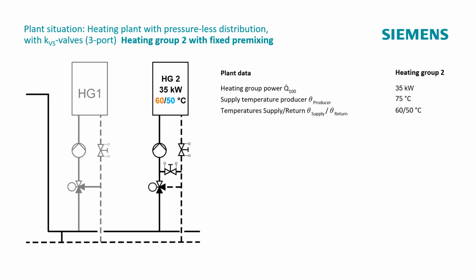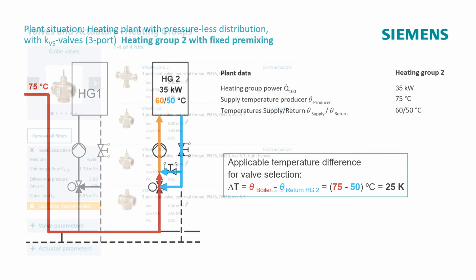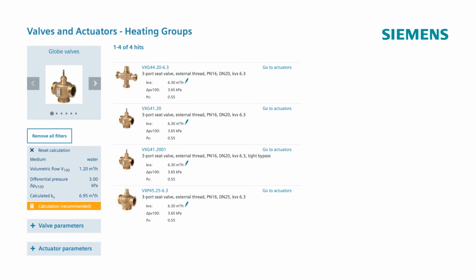The heating consumer requires a supply temperature of 60 degrees. The boiler provides a supply temperature of 75 degrees. And the return temperature from the consumer is 50 degrees. Therefore the applicable temperature difference for the control valve is 25 Kelvin. Based on the volumetric flow calculation with this temperature difference and a desired delta PV100 of also 3 kPa, a list with 4 suitable valves results.